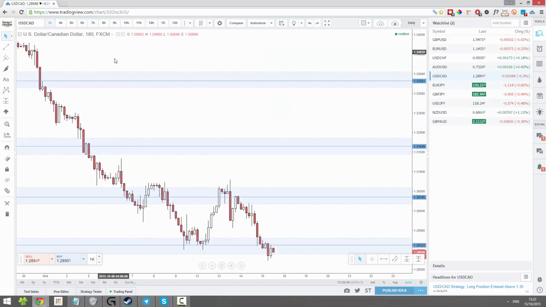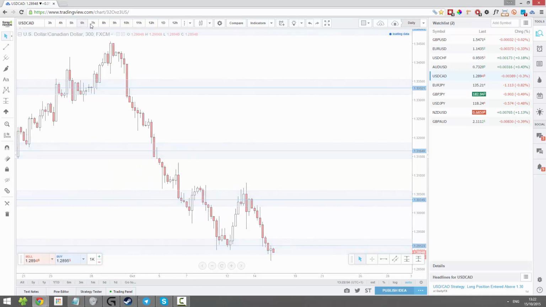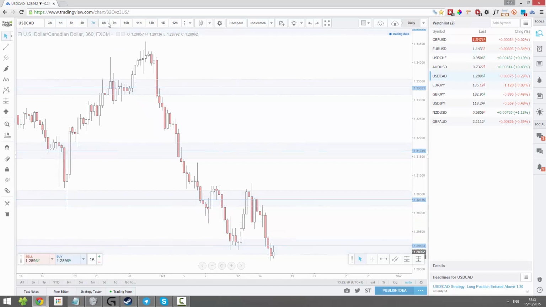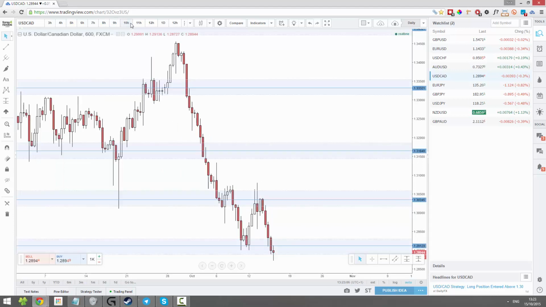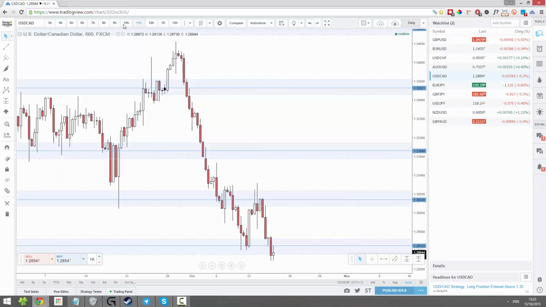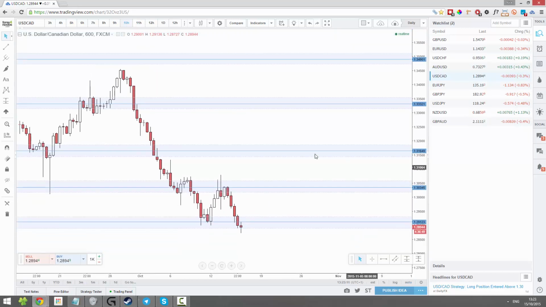So let's start with the 3 hour though. See what it looks like. Looks like it might actually be forming indecision down here, but probably on a higher time frame. See what it looks like on 12 hour. 10 hour, we can see some pretty clear indecision, but 10 hour is not a time frame I trade, so.